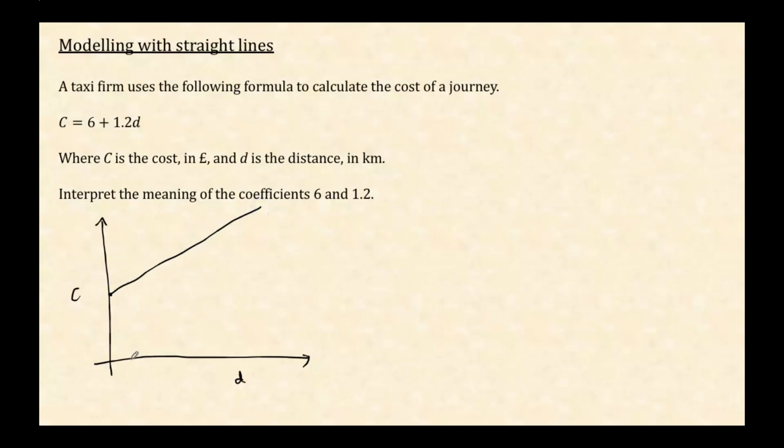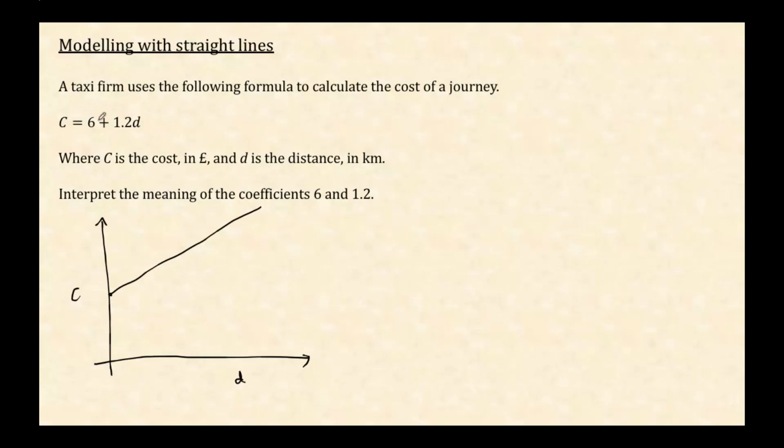Now, what we can't simply do is say 6 is the y-intercept and 1.2 is the gradient. So that's not an interpretation of the meaning. When you're asked to discuss interpretations or explain meanings, it must be in the context of the question. So you've got to say, in the context of the question, which is a taxi firm and the cost of a journey, what do these things mean?